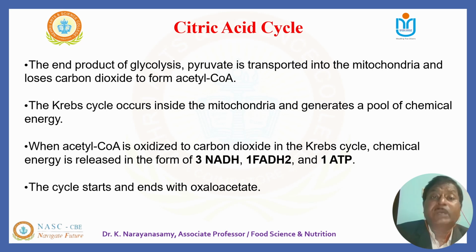Krebs cycle occurs inside the mitochondria and generates a pool of chemical energy. When acetyl-CoA is oxidized to carbon dioxide, CO2, in the Krebs cycle, the chemical energy is released in the form of three molecules of NADH, one molecule of FADH2 and one ATP molecule. So the cycle starts and ends with only one molecule, that's called oxaloacetate.